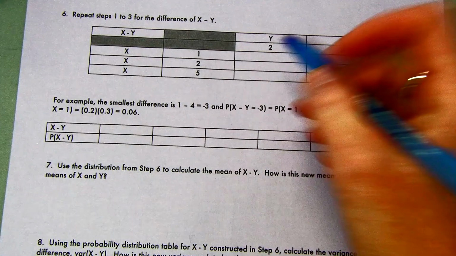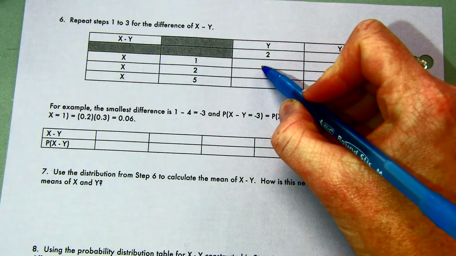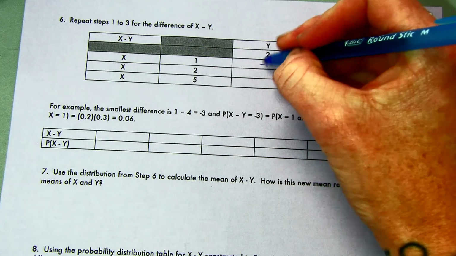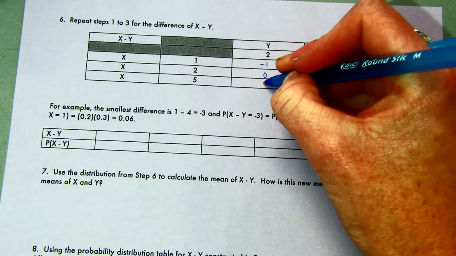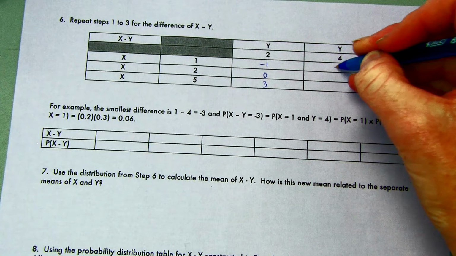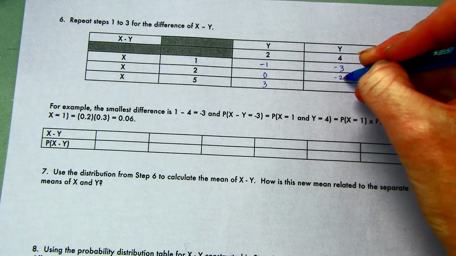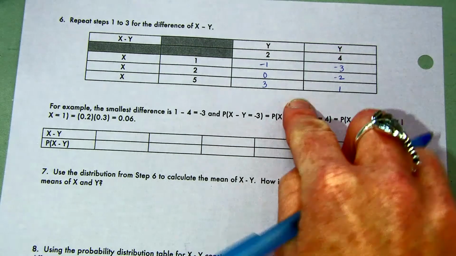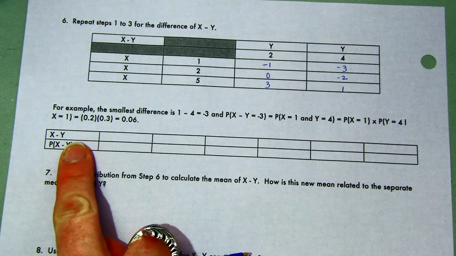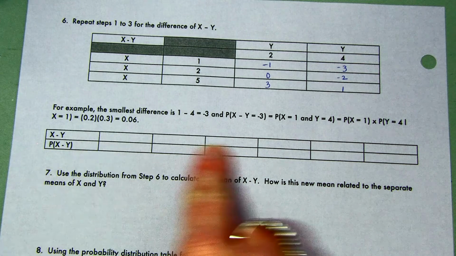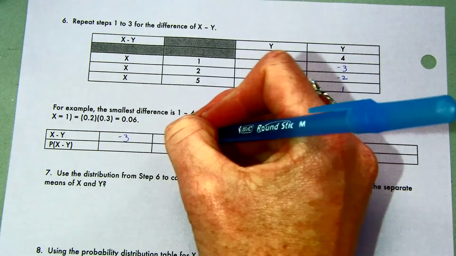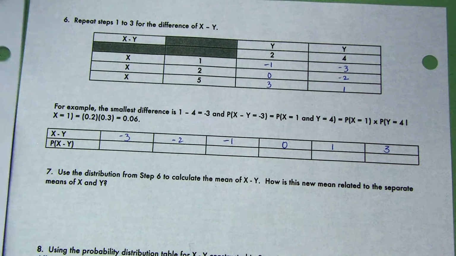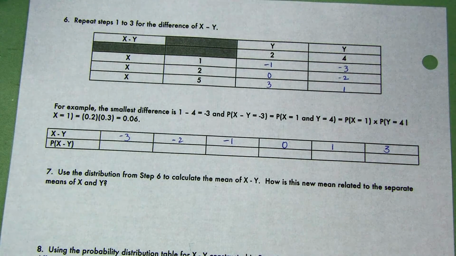All right, so if we have x minus y here, what is the value of the new variable? -1. Down the column, 0, 3. Next column, -3, -2, and 1. So these are the 6 values that this new random variable x minus y can have. You want to put them in order. And we would calculate their probabilities in the same fashion as we did before.